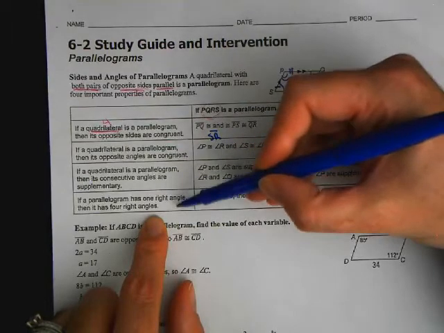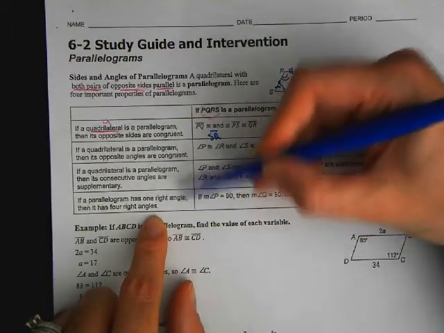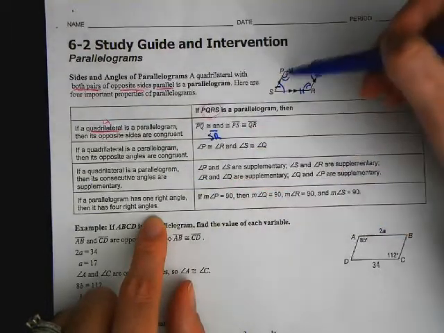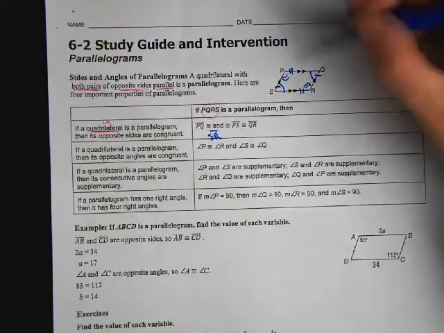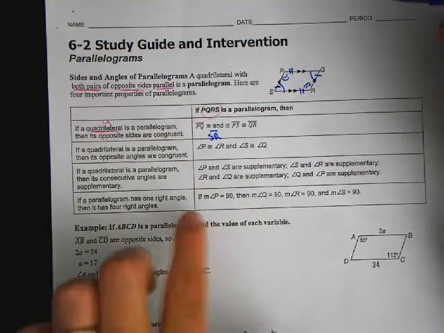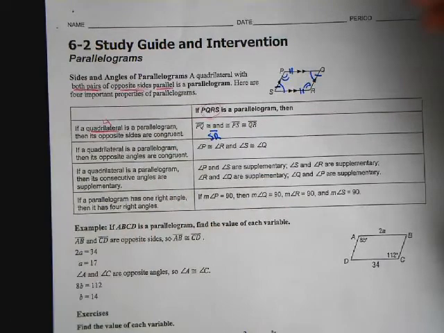And again, that kind of is a spin-off of this, that the consecutive ones are supplementary, because if one is a right angle, the only thing that can be supplementary to a right angle is another right angle. And we just go around the shape. Okay, so hopefully these two are common sense or just things that we already know.